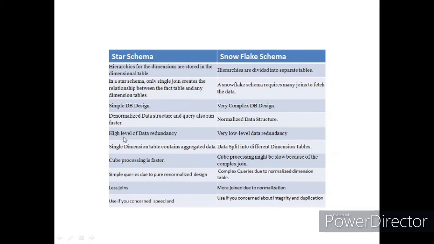Star schema contains a high level of data redundancy, and snowflake contains a low level of data redundancy. In star schema, a single dimension table contains aggregated data, and in snowflake, the data is split into different dimension tables. In star schema, query processing is faster, and in snowflake schema, query processing might be slow because of the complex joins. In star schema, simple queries are used due to the pure denormalized design, and in snowflake, complex queries are used due to the normalized dimension tables. In star schema, fewer joins are used, and in snowflake, more joins are used.